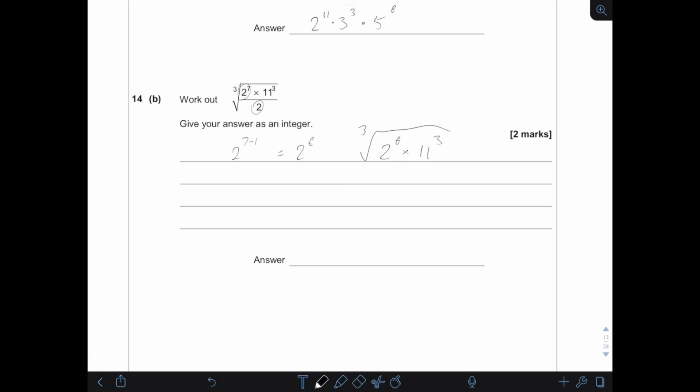And because you're multiplying in between the cube roots, you can just split the cube root into 2. So cube root of 2 to the 6th times cube root of 11 cubed. So 11 cube rooted is 11. 2 to the 6th cube rooted is 2 squared, since cube root divides the index by 3, which means that you have 4 times 11 equals 44. That's your answer.